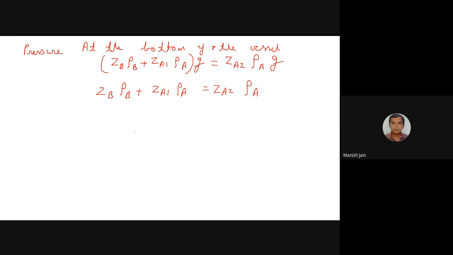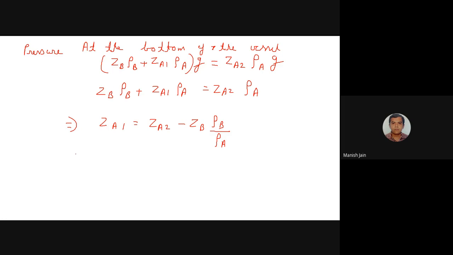Now I am just rearranging this equation. We want to solve this equation for ZA1, because we want to know the height of the interface inside the liquid. So ZA1 equal to ZA2, because rho A will be cancelled out, minus ZB rho B divided by rho A. I have just rearranged this equation.